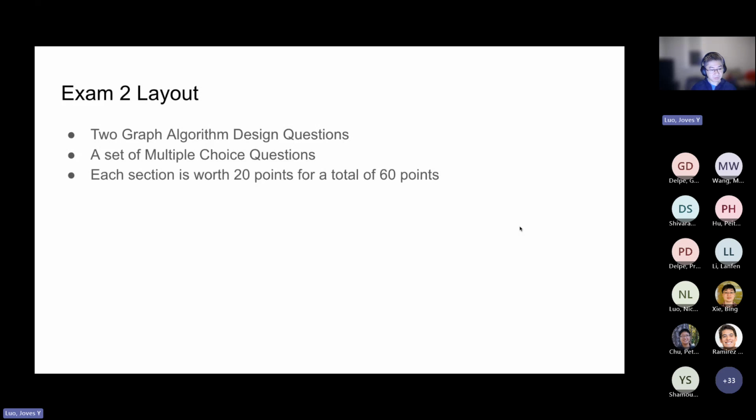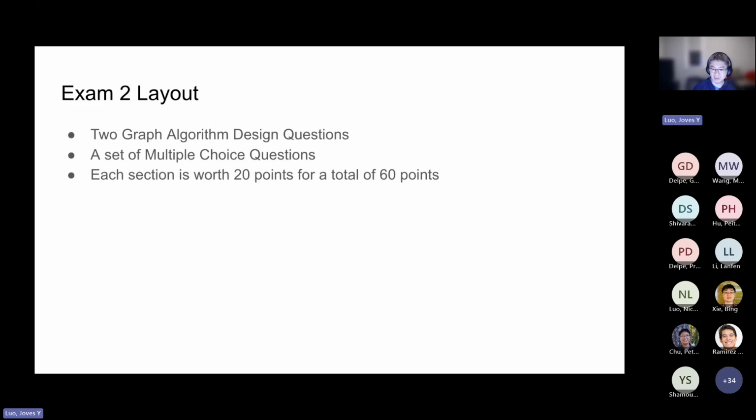Exam 2 layout will be, like I said yesterday, 2 graph algorithm design questions and a set of multiple choice questions. Each section will be worth 20 points, for a total of 60 points. So it's a pretty standard exam. I think the only exam that's different from the other ones is the first one, where we have 3 problems because we have to split dynamic programming into 2 problems. For this exam and the next, you should expect 2 design questions, or 2 written questions, and then the rest will be multiple choice.